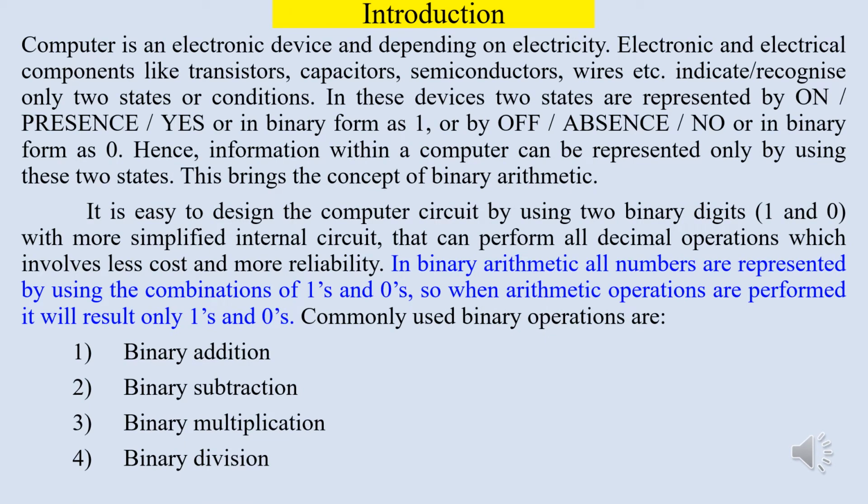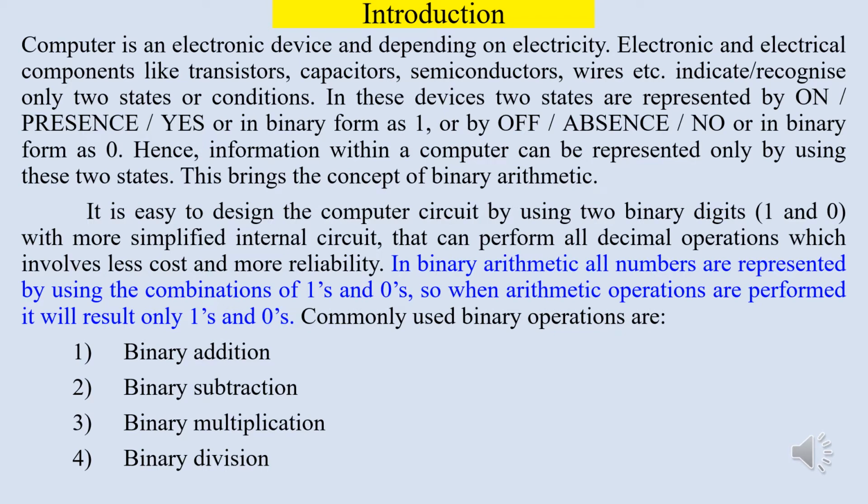Now it's time to discuss binary arithmetic in detail. Computer is an electronic device and depends on electricity. Electronic and electrical components like transistors, capacitors, semiconductors, wires and others indicate or recognize only two states or conditions. In these devices, two states are represented by on or off, present or absent, yes or no, or in binary form as 1 and 0. Hence, information within a computer can be represented only by using these two states. This brings the concept of binary arithmetic.